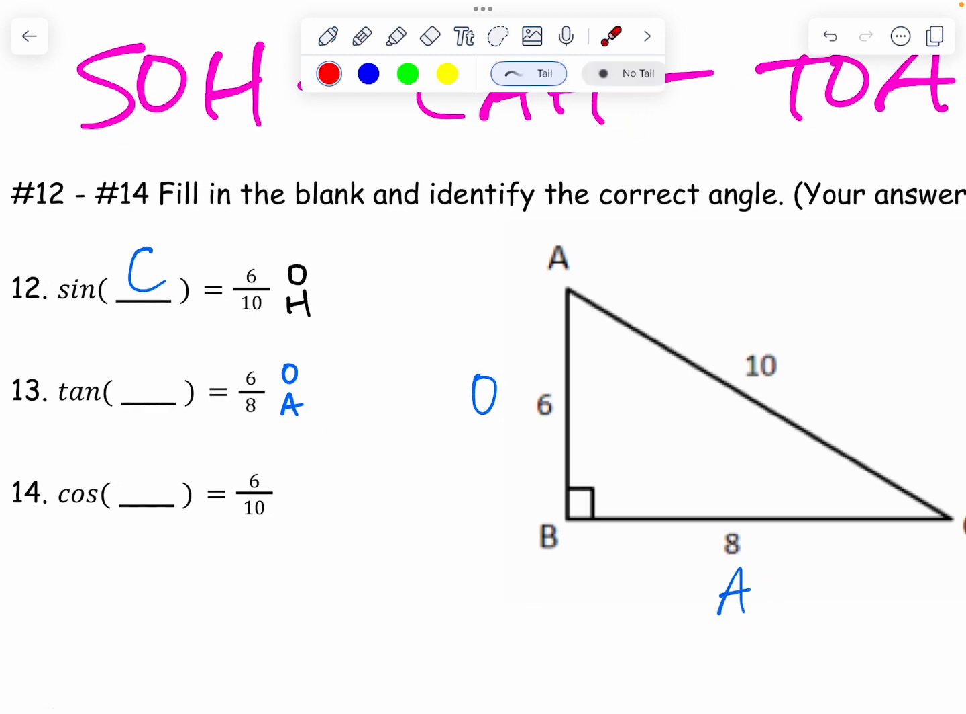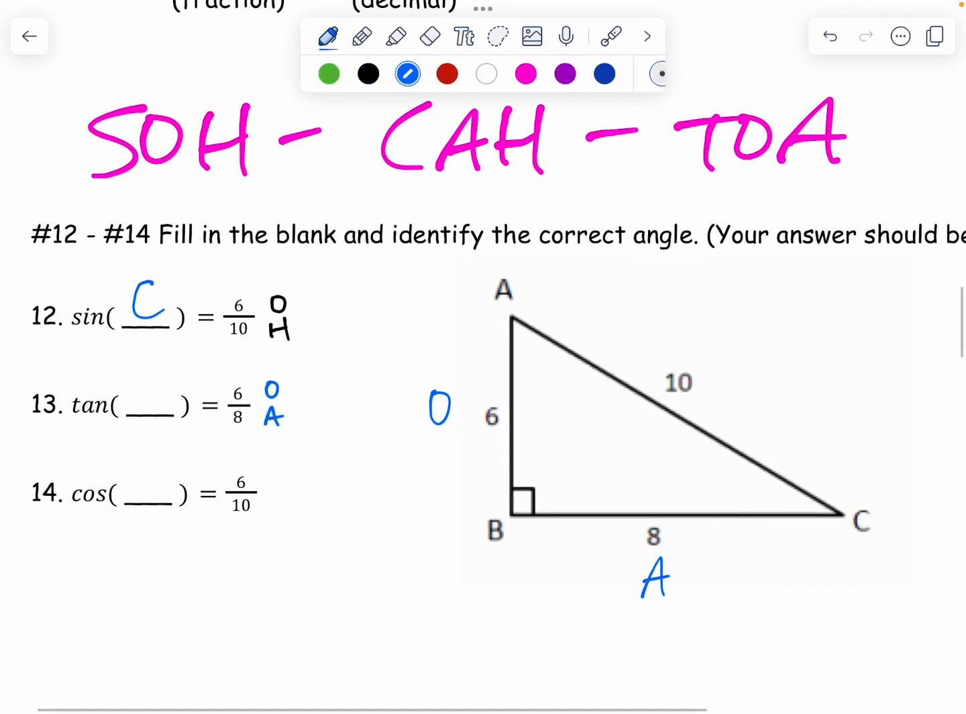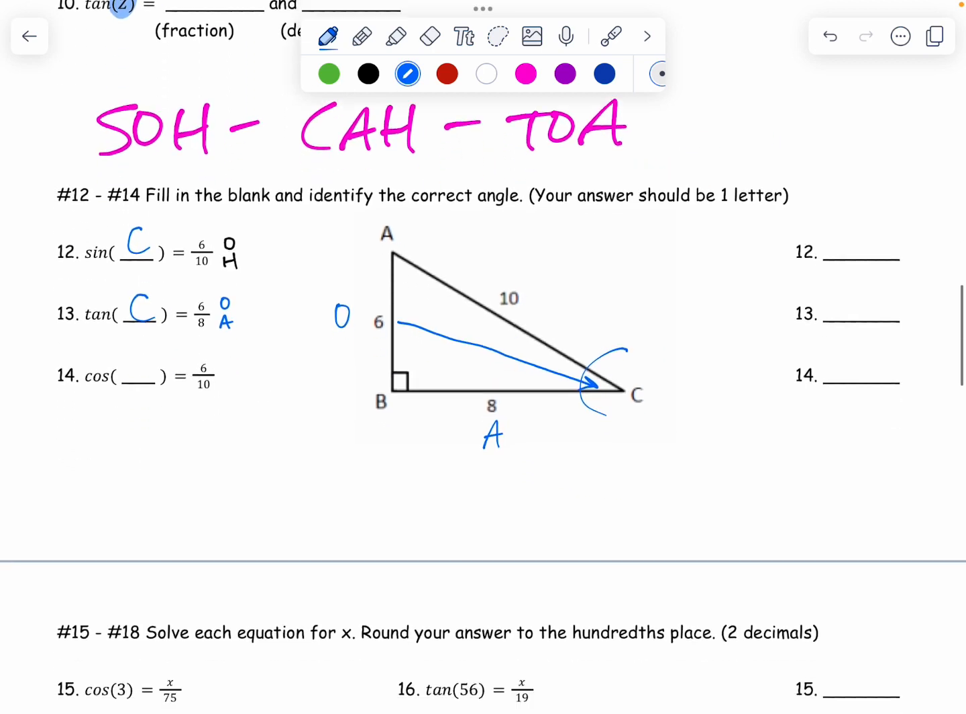And I just did that because, again, tangent is here. The top number is O. The bottom number is A. So I labeled the 6 with the O, which is right there. I labeled the 8 with the A, which is right here. And again, the opposite kind of helps you. If this is labeled the opposite, then that means that this is the angle that is swooped. So again, we're looking at angle C. Okay, I dare you to try number 4.